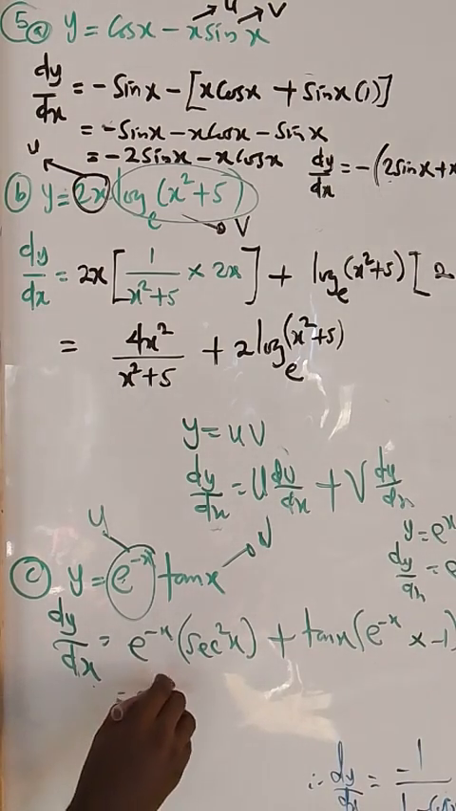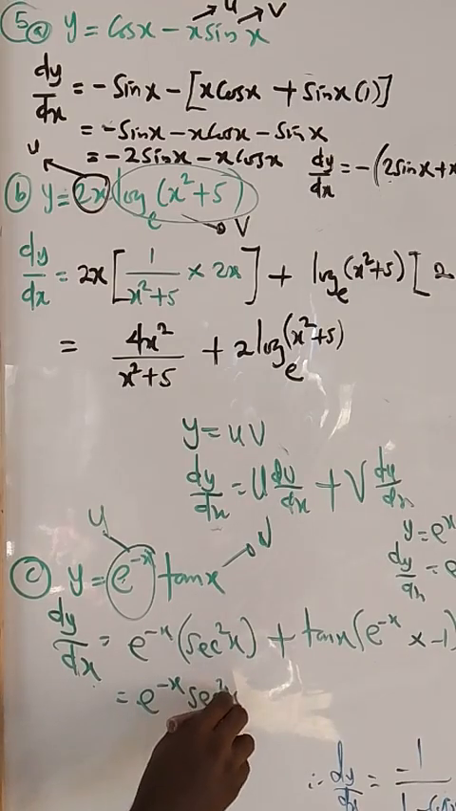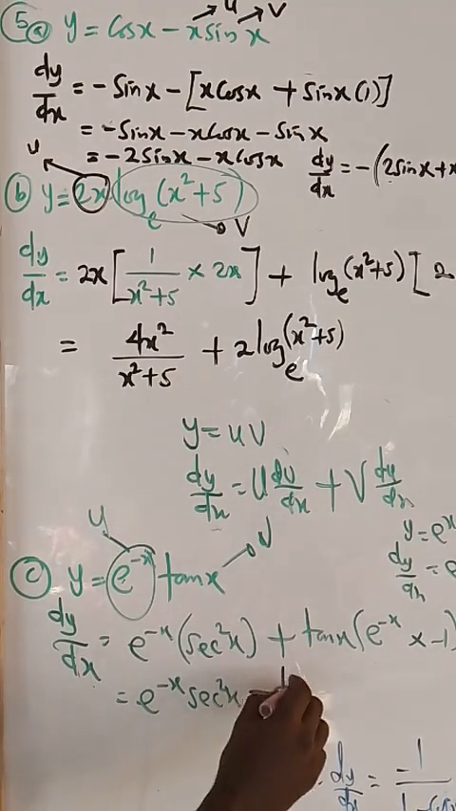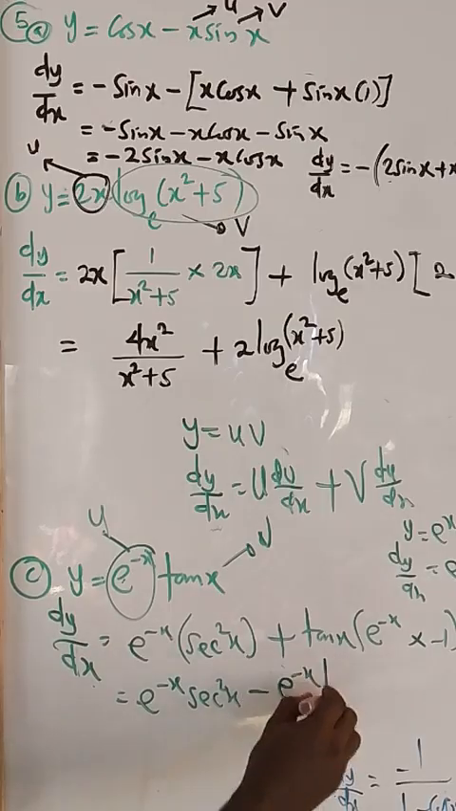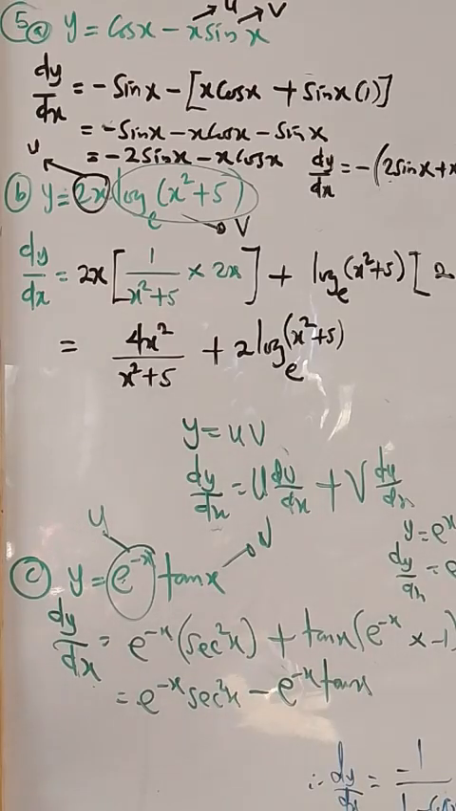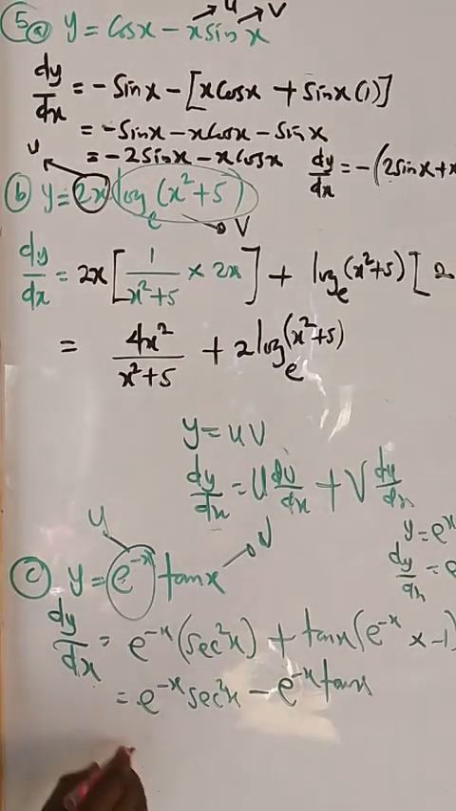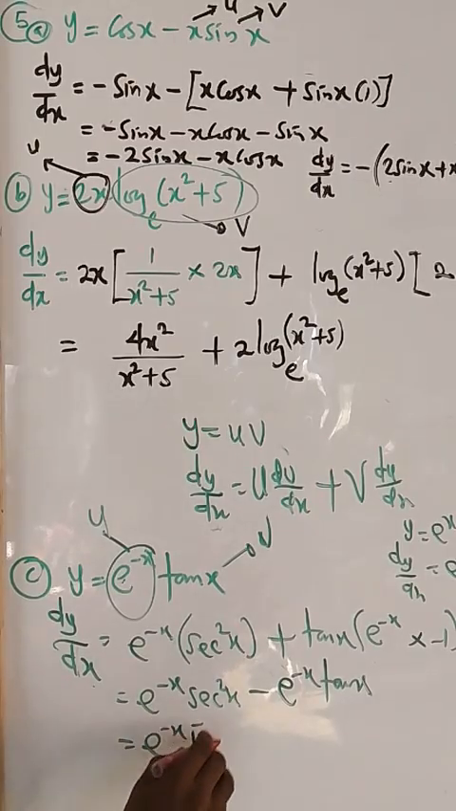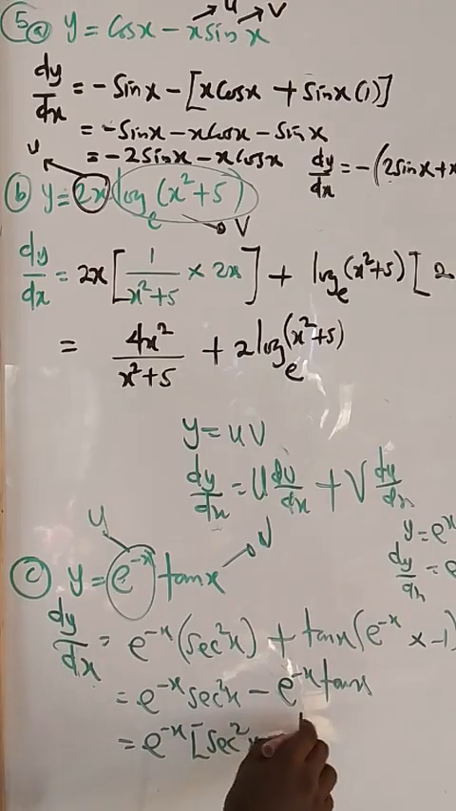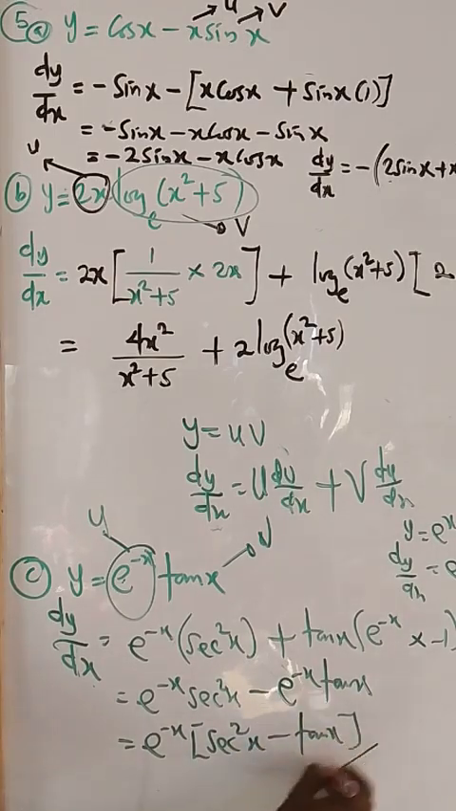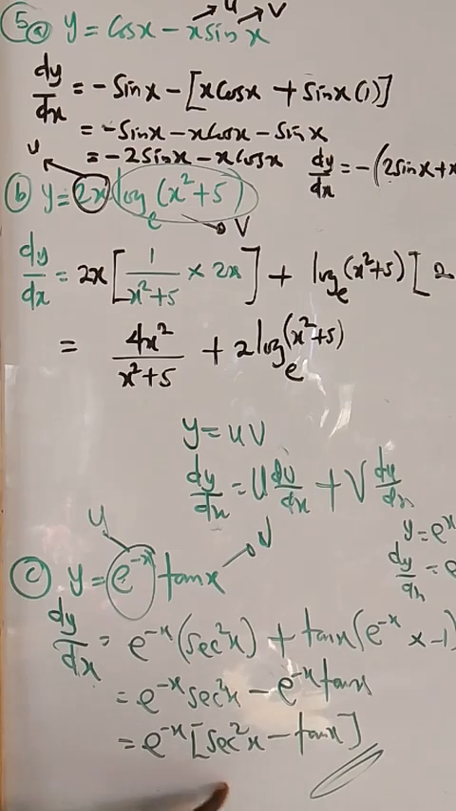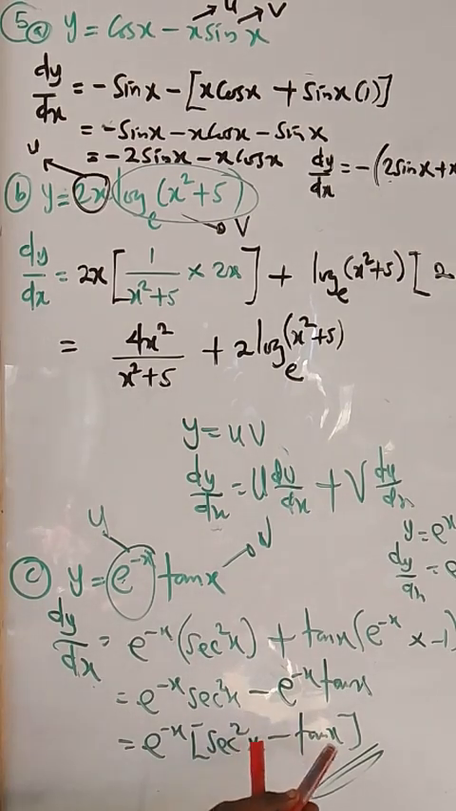So this is e raised to minus x, sec squared x. This minus will affect this one: minus e raised to minus x tan x. So e raised to minus x is common. This becomes e raised to minus x times sec squared x minus tan x. That is our answer. Although we can still simplify this one. Sec squared x is 1 over cos squared x. Tan x is sine over cos x. So we can simplify further to get a more simplified answer.